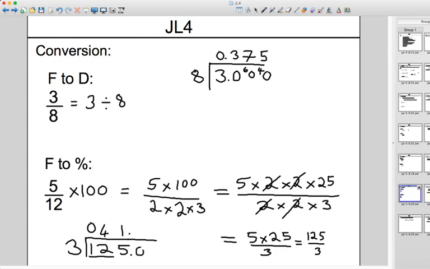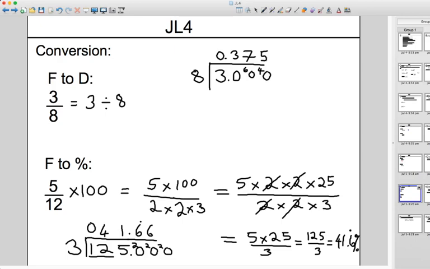0 comes in here. What was the remainder? It would be 2. 3 into 20 goes 6 times. Remainder 2. 3 6s are 18. 3 into 20 goes 6. Remainder 2. So here we have our recurring decimal. The answer here is 41.6 recurring percent. Sorry for having to squeeze that percentage in there on the end, but that's how we do it.